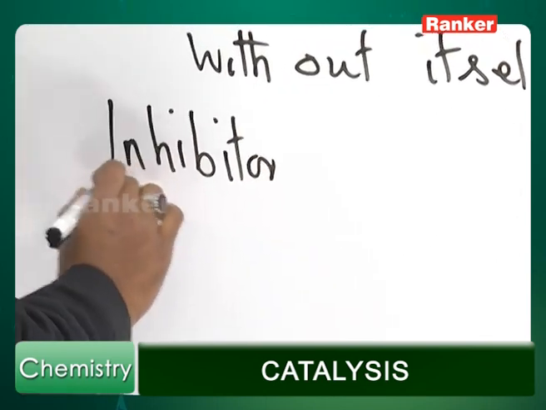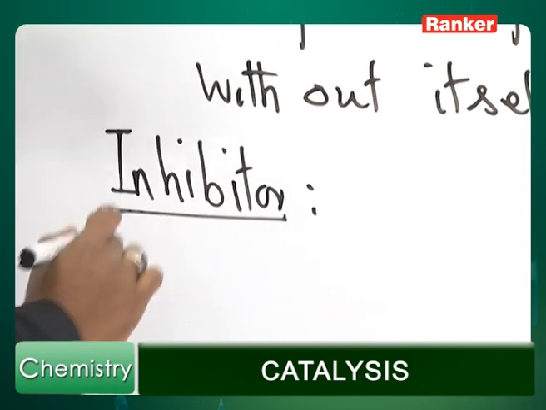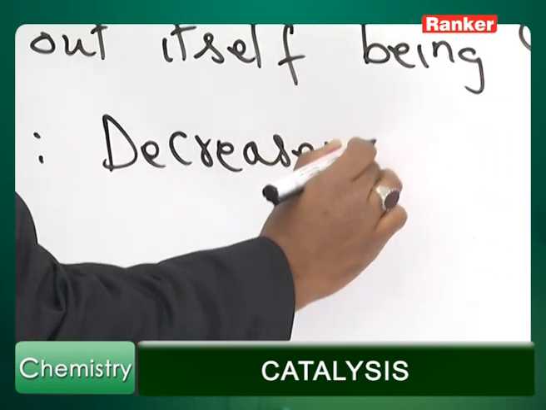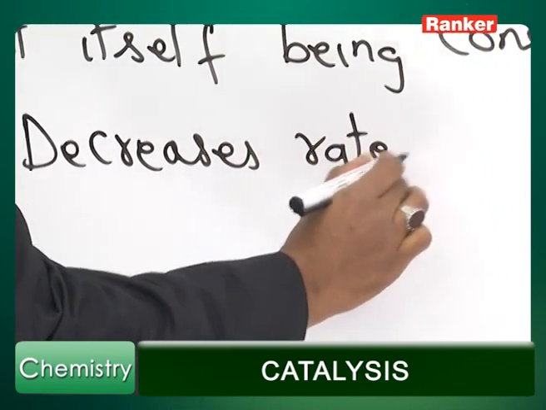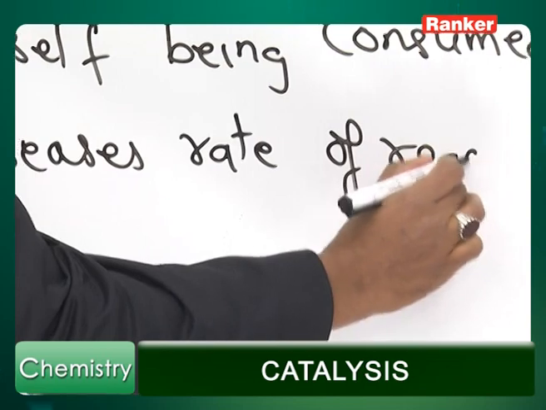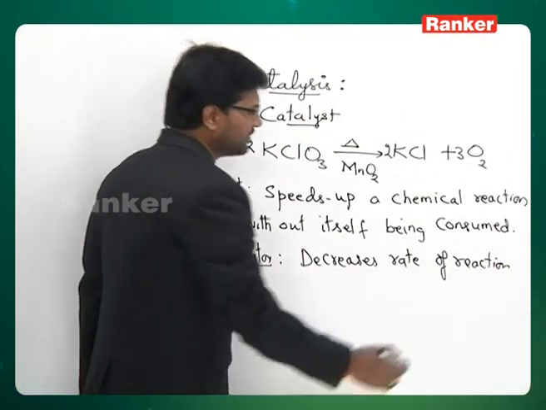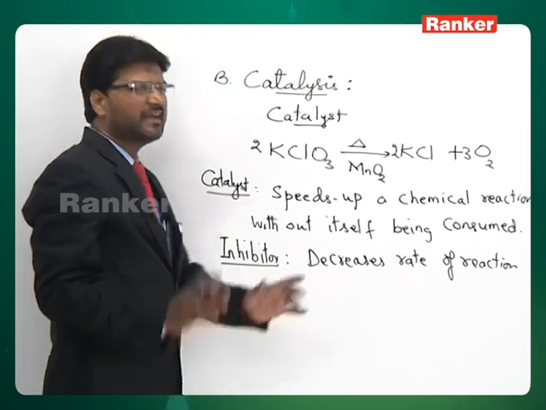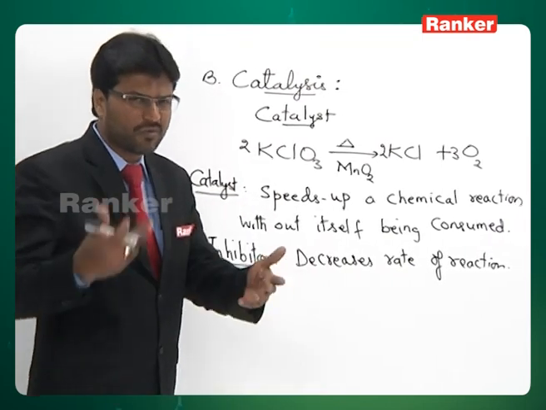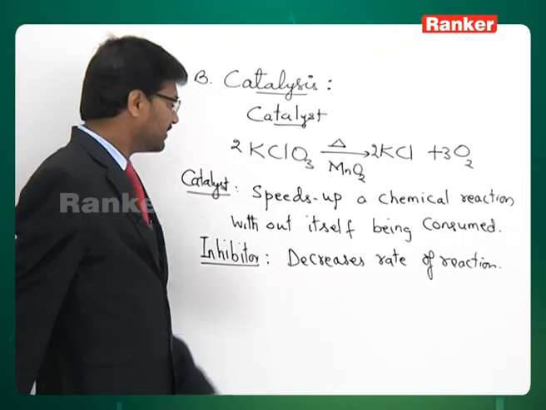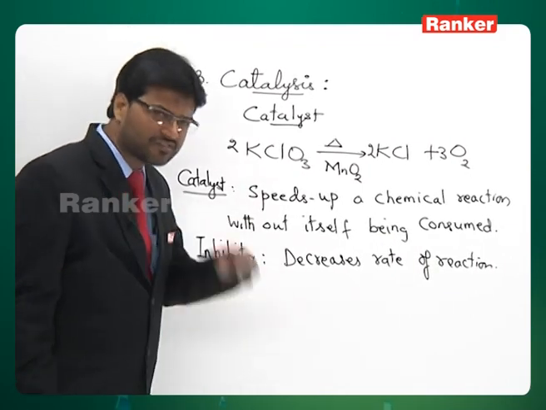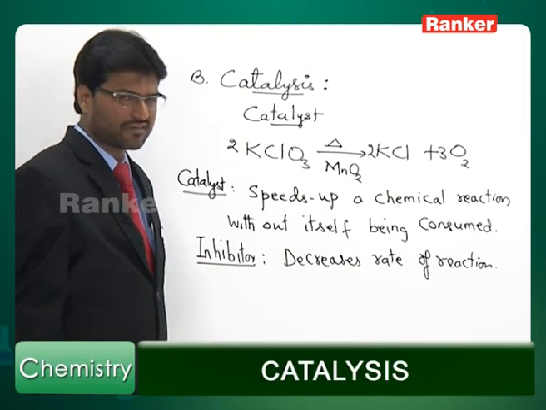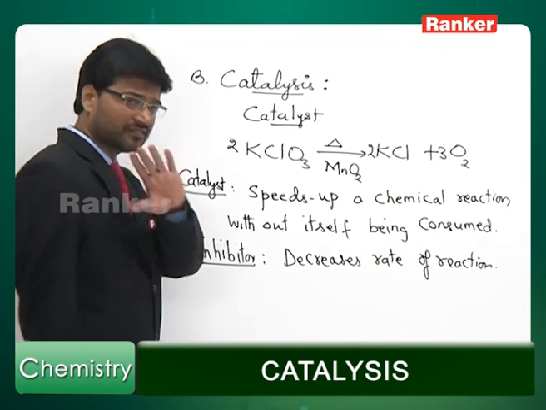Inhibitor. This substance decreases the rate of reaction. In other words, I can say negative catalyst is called an inhibitor. The term catalyst is always used in the positive sense, a substance which speeds up the reaction. Whereas a substance which slows down a chemical reaction is called an inhibitor. It slows down or decreases the rate of chemical reaction. Such a substance is called an inhibitor.